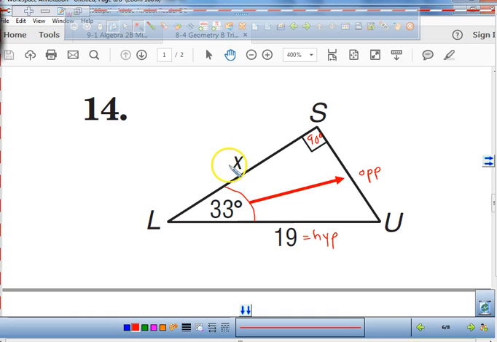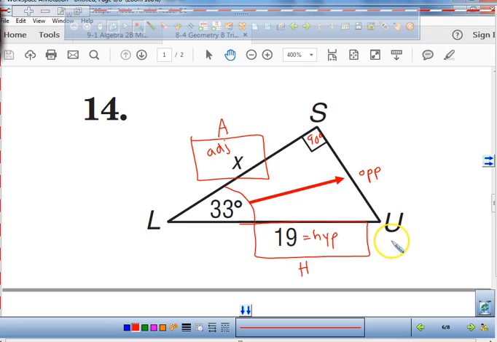And x, what is that going to represent? That's going to represent our adjacent side. Now, what do we have this time? We don't have our adjacent side, but we do have our h, which is our hypotenuse. And what are we looking for? We're looking for our adjacent side, which is a. So what trig ratio are we going to use? That's right. We're going to use cosine.